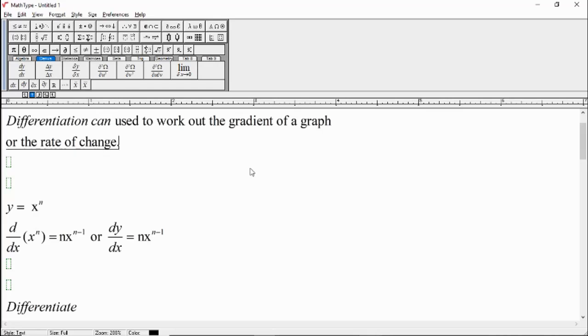So, let's say you plot a graph of an equation, for example, y equals x plus 1. The differentiation will work out how steep the line of the graph is. It will also work out the rate of change. The rate of change is the same thing, whether it's a negative rate of change or a positive rate of change.